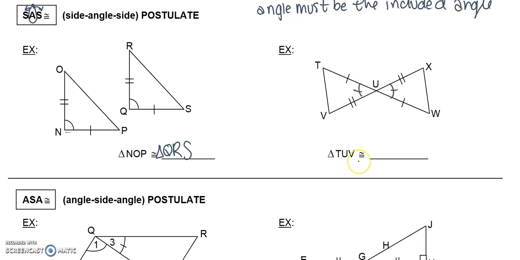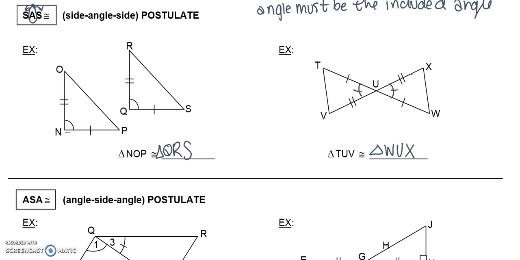Now, determining what postulate we have: we have a side, we have an angle, and then we have another side. So we have the side-angle-side congruence postulate. When we're listing off our congruent triangles, TU has one tick mark, WU has one tick mark, and we're ending on U, which is the corresponding angle in both of those triangles. And then UV is listed second, UV, double tick mark, UX in that right-hand triangle.